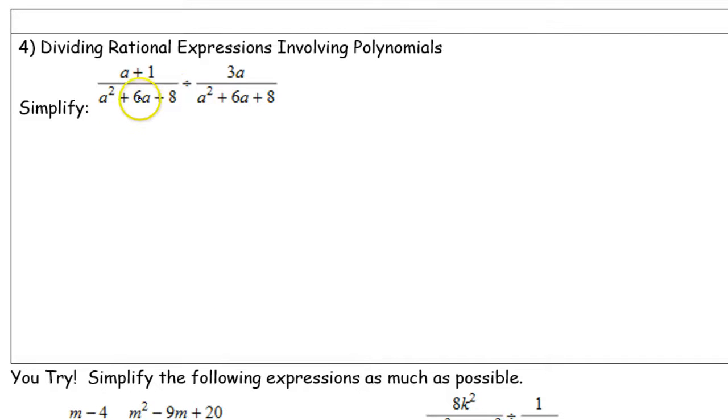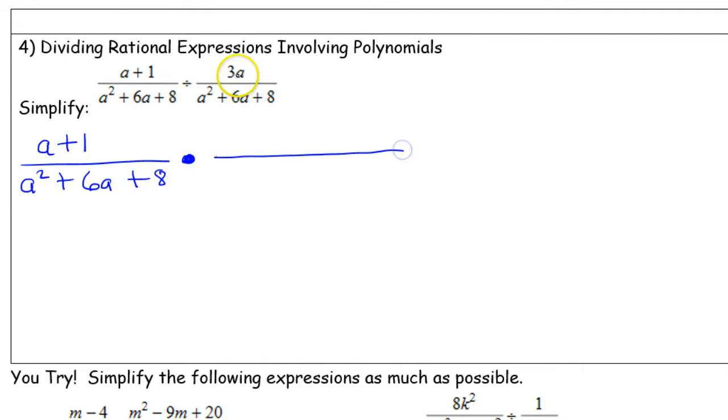In problem number 4, I notice that this is a division problem. So the first thing I do is I multiply by the reciprocal. So I'm going to start by keeping the a plus 1 over a squared plus 6a plus 8. But this division will become a multiplication problem. And I'm multiplying by the reciprocal.